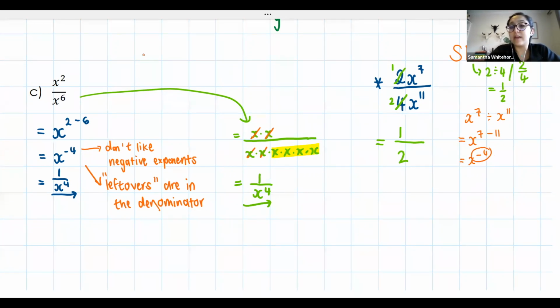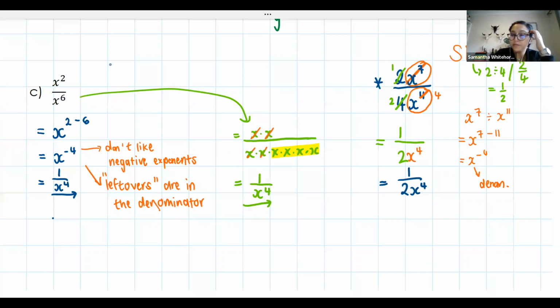Now remember, I don't like that negative exponent. That is an issue for me. This tells me that my leftovers are in the denominator. And so we put our x to the power 4 in our denominator. Again, this makes sense. I've got 11 x's in my denominator and 7 x's in my numerator, which means I can cancel all 7 at the top with 7 at the bottom, leaving me with 4 x's in my denominator. And so when I simplify this, I get my final simplified answer of 1 over 2x to the power 4.